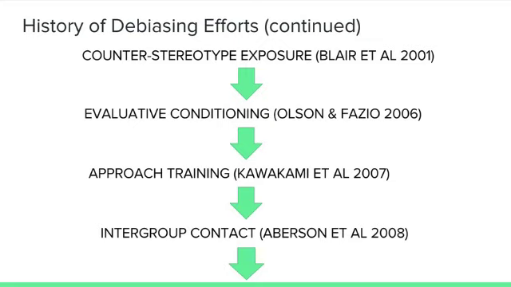In the early 2000s, intervention trainings became more popular. In counter-stereotype exposure, participants are exposed to images depicting members of the stigmatized group in ways that are in opposition to the stereotype. In evaluative conditioning, the person who is the subject of a stereotype is paired with another object that is not aligned with the stereotype, so that the stereotype loses its strength. In approach training, participants negate stereotypes by pressing a button labeled No when they see stereotype-consistent images. In intergroup contact, interaction between different social groups is facilitated.